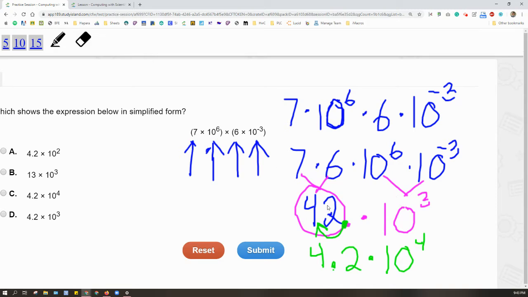So 7 times 6 is 42. And then 6 plus negative 3 is 6 minus 3. So we say the exponent is 3. And we keep the 10. Then after that, you just have to make sure it's in scientific notation. If you have a number that's more than 10, you have to make your number 10 times smaller. And when you make it 10 times smaller, you add 1 to the exponent on the 10 in order to make that part of the expression 10 times bigger, so that you are keeping your values equal. So 4.2 times 10 to the fourth.